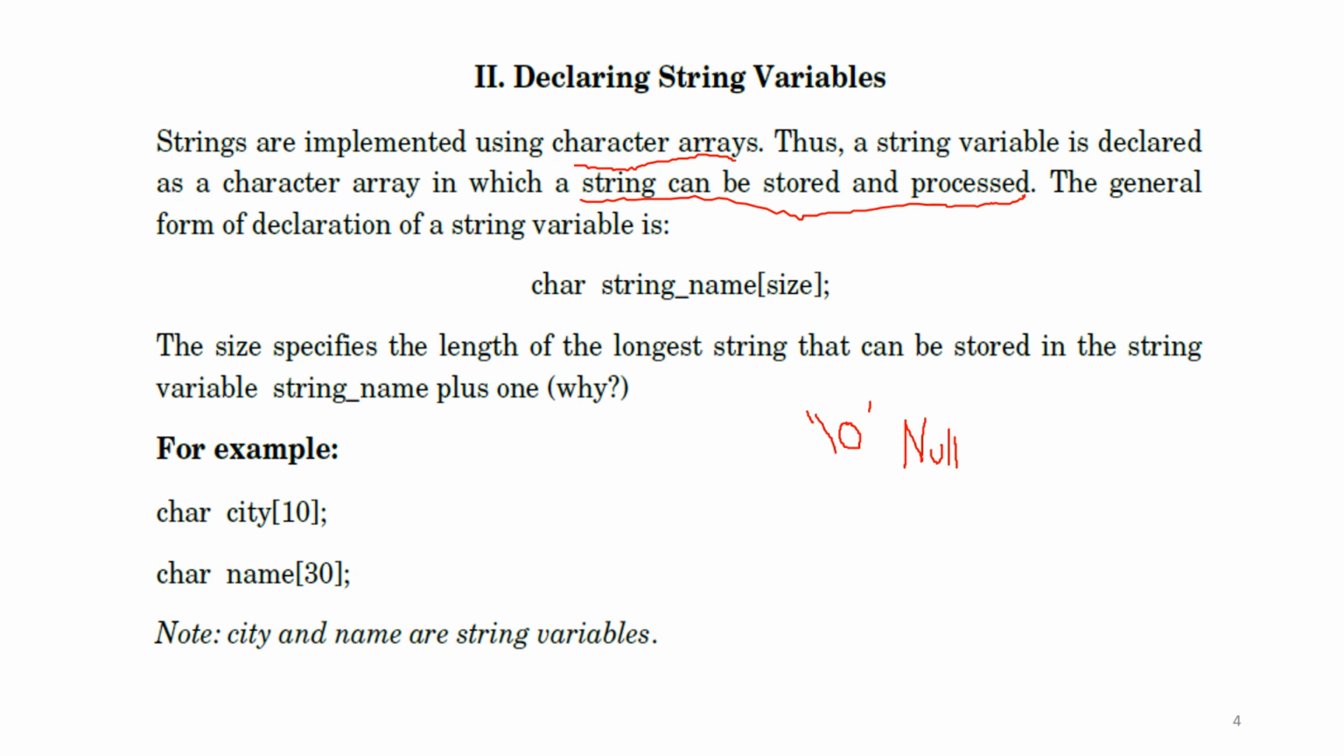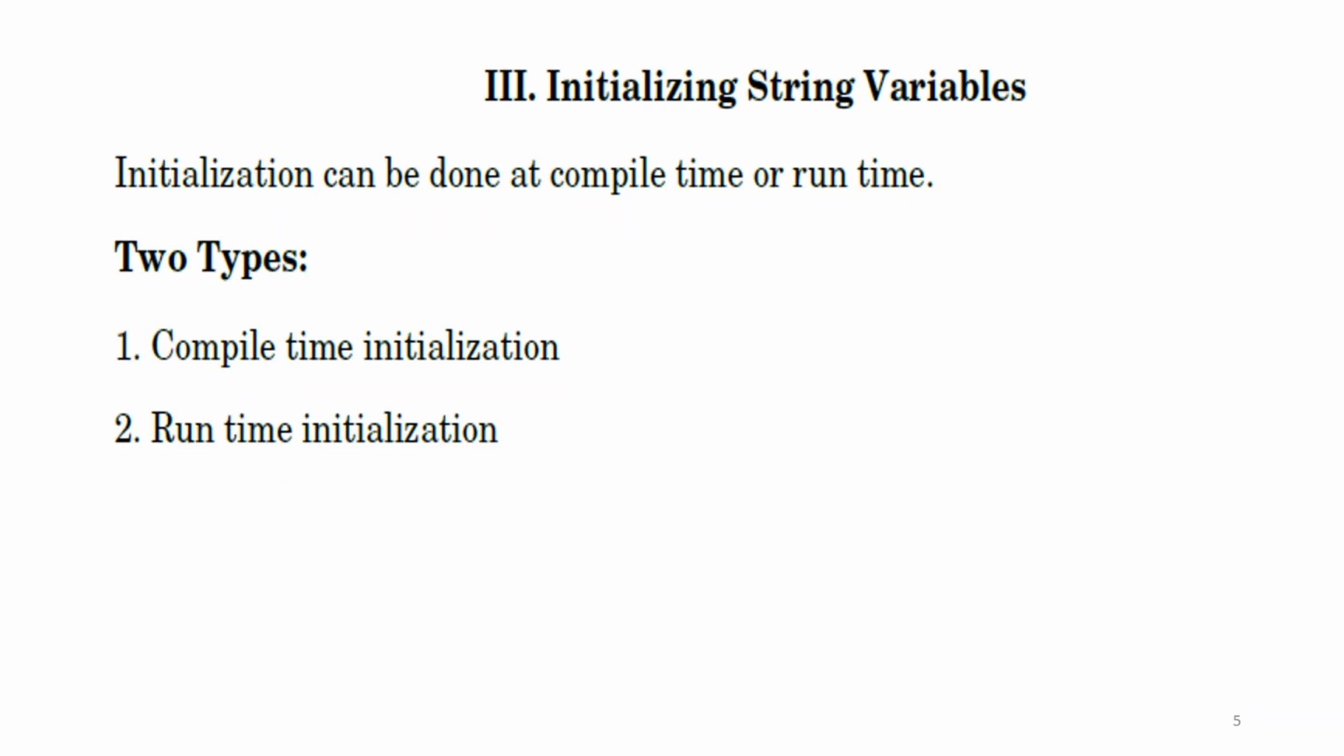Here two examples of string declarations are shown. The city and name are string variables. The data type of both are character data type, and the size is specified inside the square bracket. Always note, the array size should be one character longer than the string. Now let's look at how to initialize a string variable. Initialization can be done at both compile time and run time.